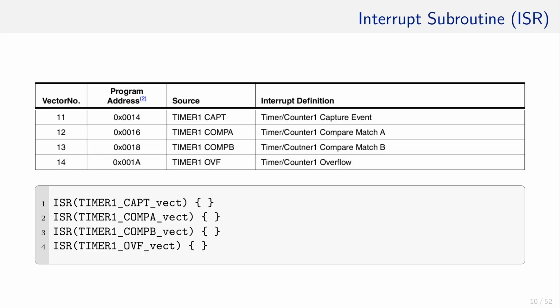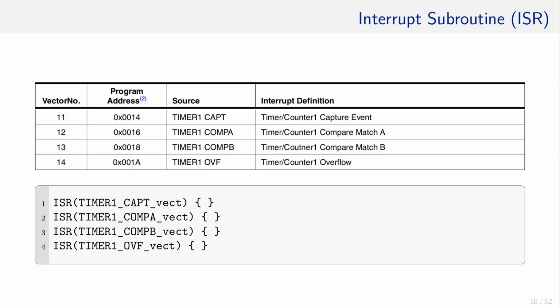Otherwise, how will a compiler and the CPU know if we want to execute a function on a compare match, and that too caused by which unit, A or B? Or maybe we want to execute that function when an overflow occurs. For that, in the parameter of the ISR, we give the desired interrupt.